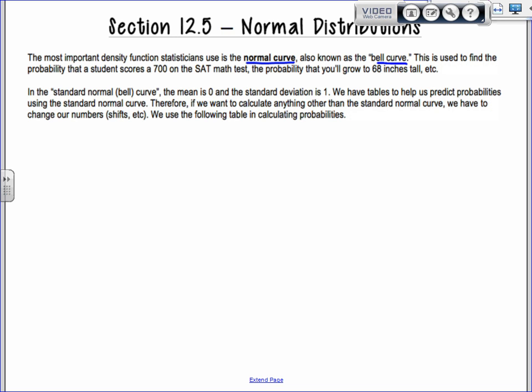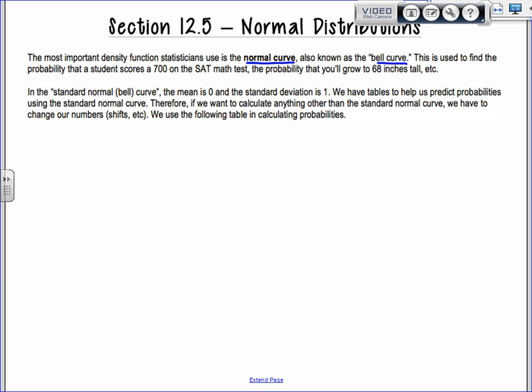The normal curve or bell curve is used for just about everything in real life. If we want to find the probability that someone scores at least a 700 on the SAT math, or to find the percentile score, or to find the probability that you will grow to 68 inches given a certain height when you're 2, all of these things are based on the bell curve.